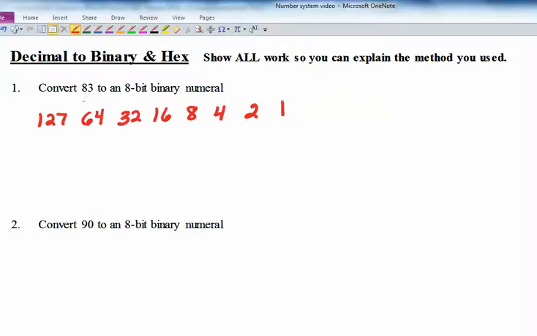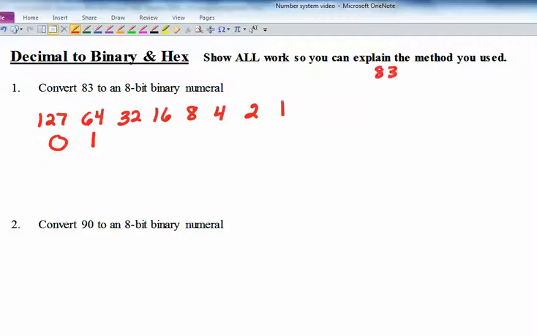83 is not going to require all 8 columns because we can't get any groups of 128 out of 83, but we start with a 1 in the 64 column. So whether or not you put a 0 in the leading column is really up to you. All right, so now we know that we're starting with 83.